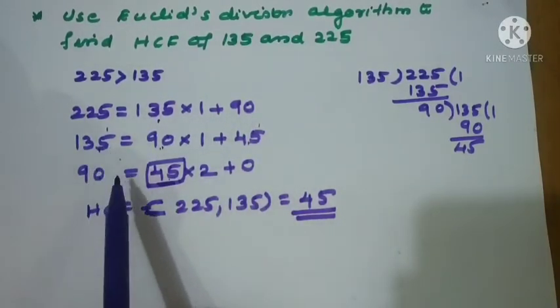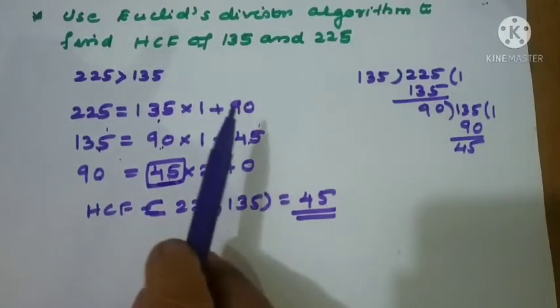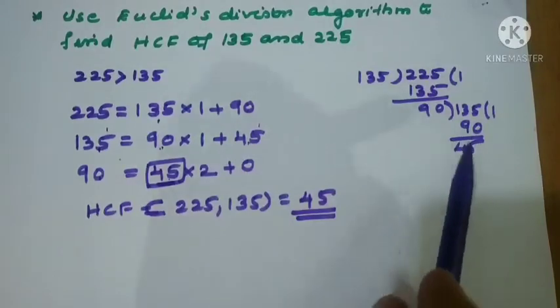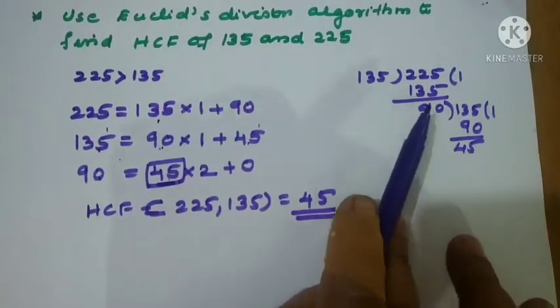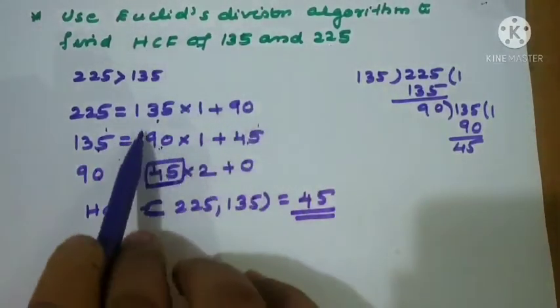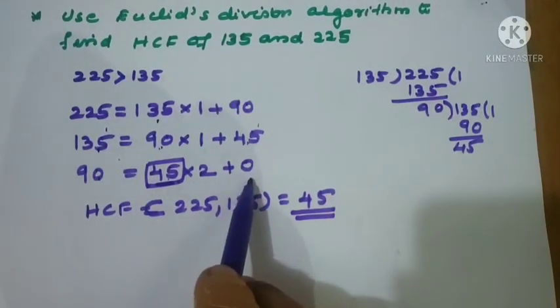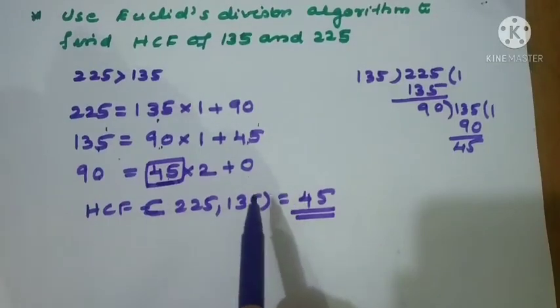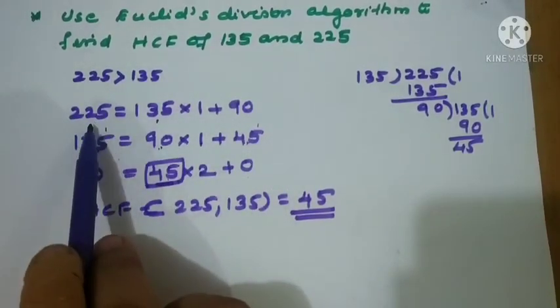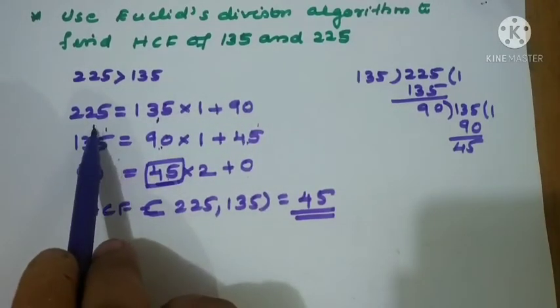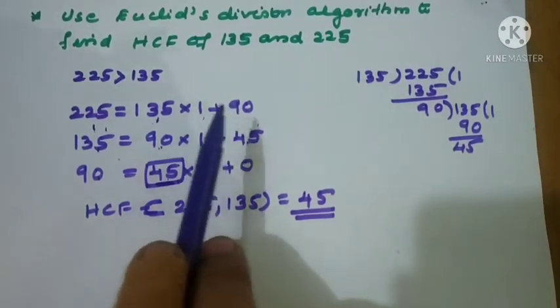If you write like this, then only the marks will be given, because the question is Euclid division algorithm, not just the division method. Euclid division algorithm means you have to write step-wise like this. Once you get the remainder 0, we can complete. So you should write like this only, in the form A equals BQ plus R, that is, dividend equals divisor into quotient plus remainder.